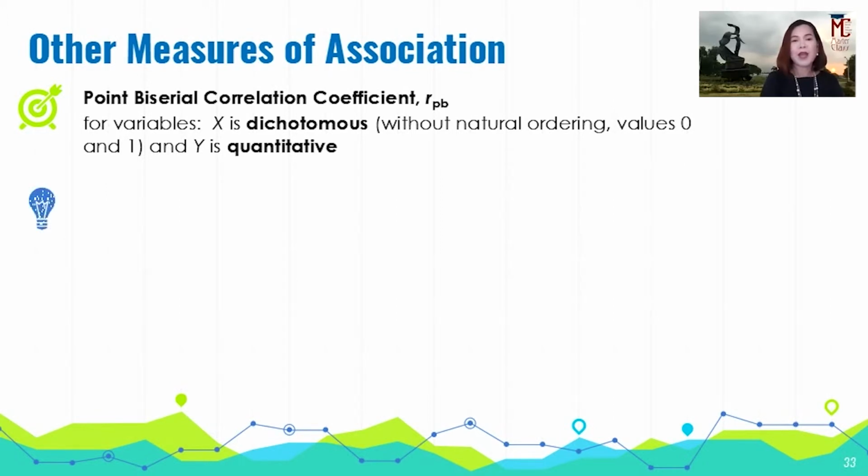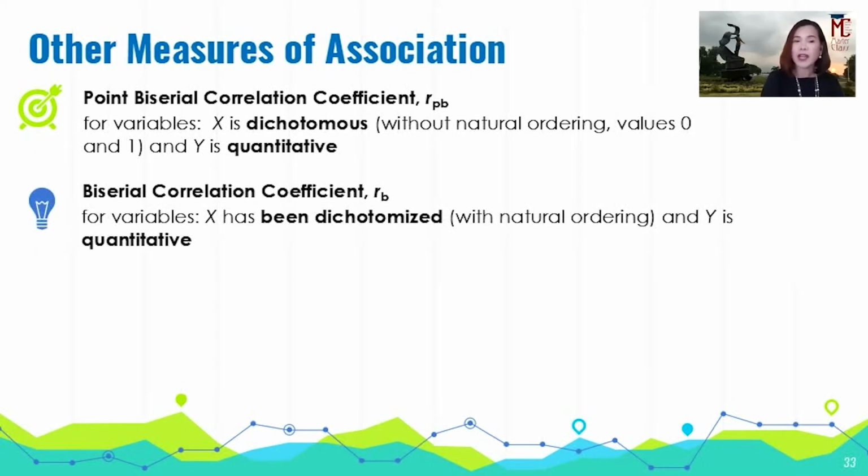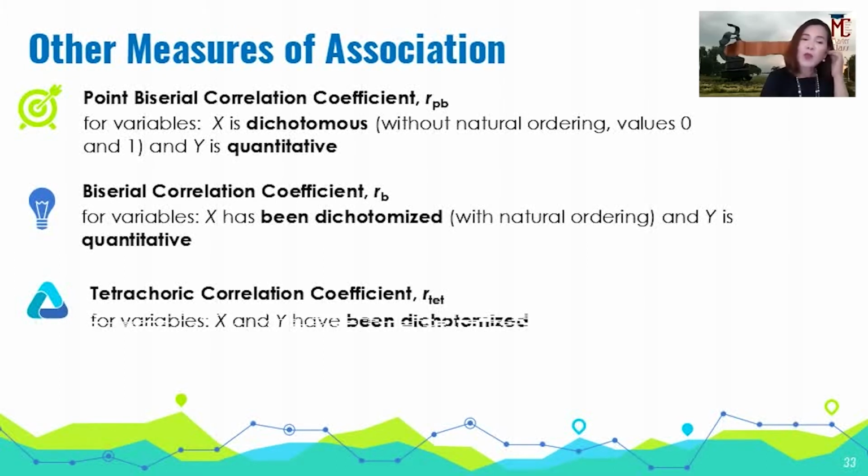You can also use the biserial correlation. This is for variables where your X has been dichotomized with natural ordering. That means there is a purpose to our assignment of which will be 0 and which will be 1, or which will be 1 or which will be 2. And Y is definitely quantitative. We also have the tetrachoric correlation coefficient when both of the variables have been dichotomized.